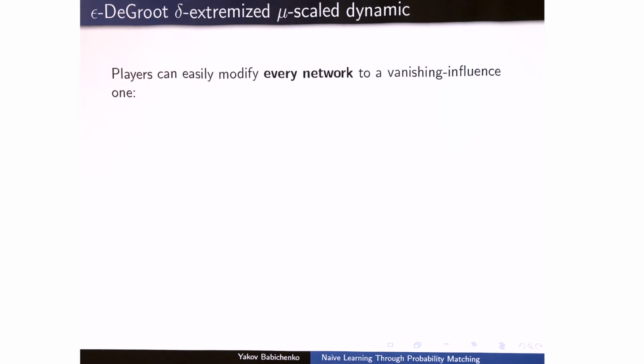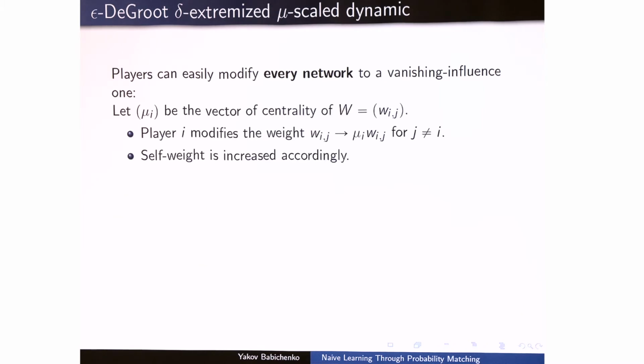And here comes the idea that essentially in the initial state, you can update your weights. The idea is players can easily modify every network to a vanishing influence one. How can they do it? They can just modify the weight that player i assigns to player j, multiplying it by their current measure of centrality.